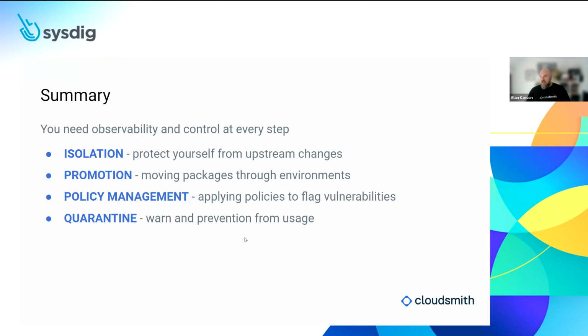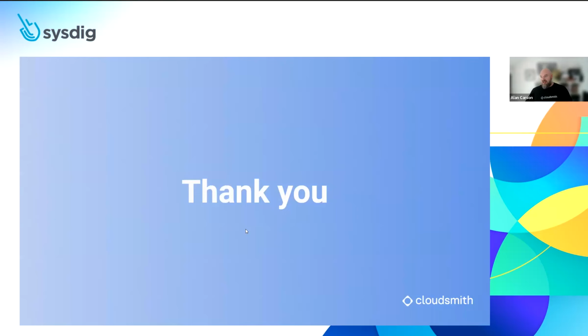And that's about it for me. Ultimately, it's important that you have observability and control at each step. The isolation is vitally important, but then promotion, policy management, and quarantine are important factors in terms of how you deal with assets at rest. And yeah, I will say thank you and hand you over to Dennis, and then he will switch into what happens at runtime.